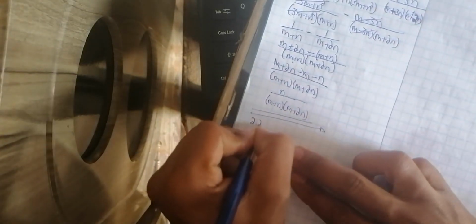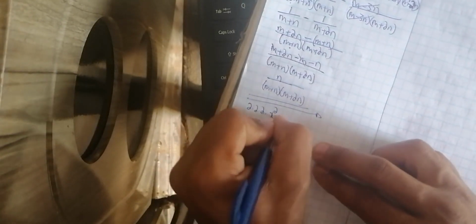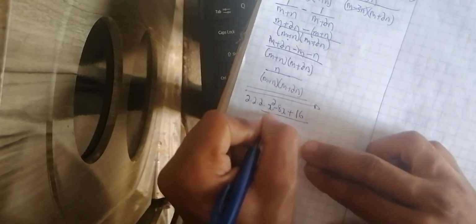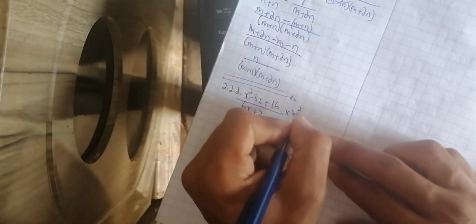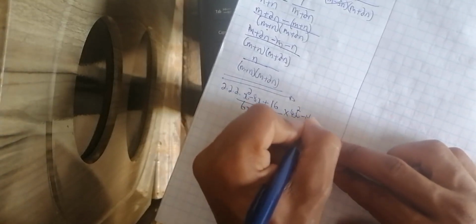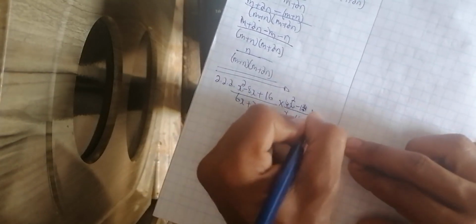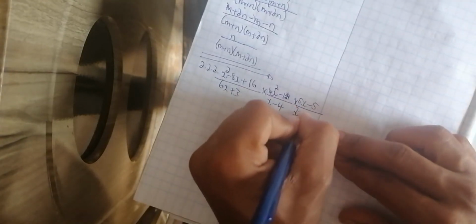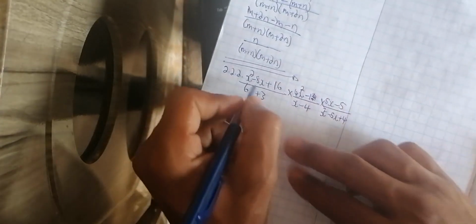You need to work on that for quite some time. 2.2.2, we have x squared minus 8x plus 16 divided by 6x plus 3 multiply by 4x squared minus 1, x minus 4 times 5x minus 5 divided by x squared minus 5x plus 4. So this is what we have.